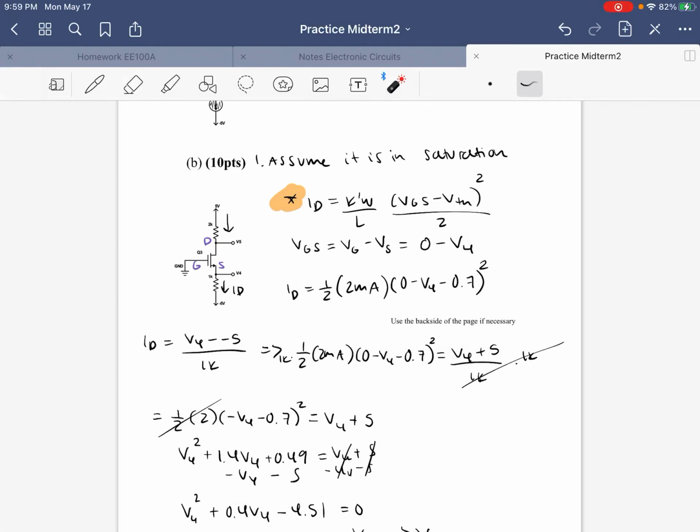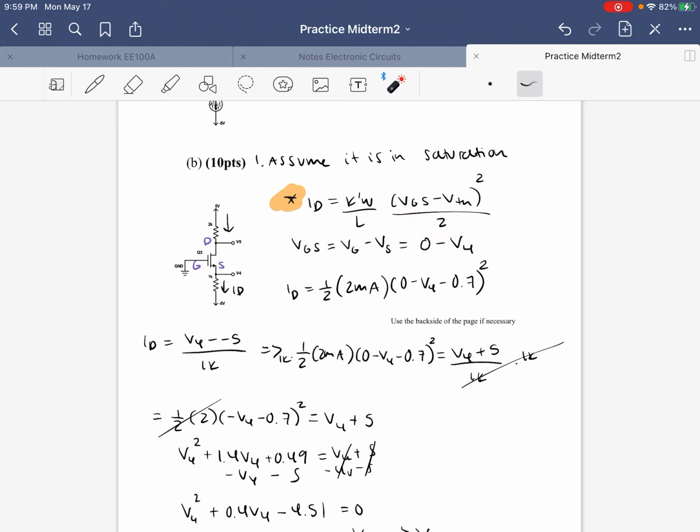So for this problem, we're going to assume that the circuit is in saturation. We're going to start out with the equation for the drain current, which we know is this. We are given this value and this value, but we don't know what the drain current is, and we don't know what this is. So we know that VS, which is this, is equal to V4, and since this is connected to ground, this is 0, so we're going to plug in 0 minus V4 for this.